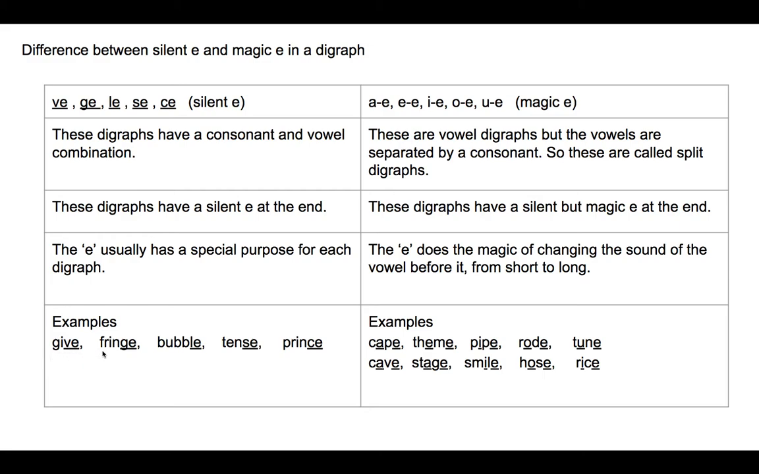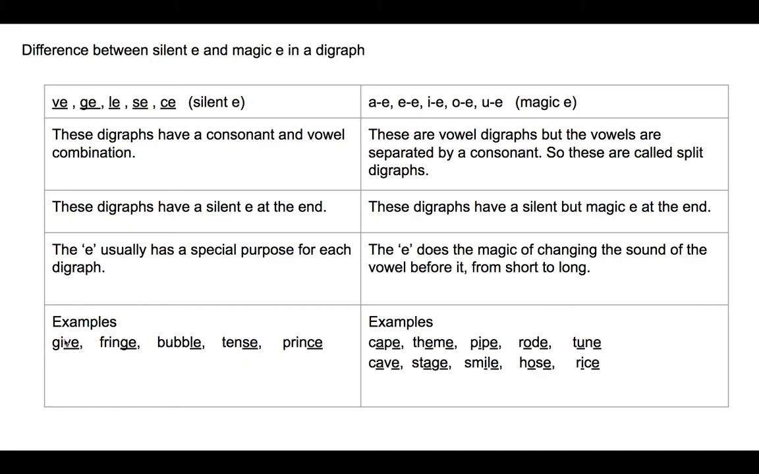G-I-V, give. F-R-I-N-G, fringe. B-U-B-L, bubble. T-E-N-S, tense. P-R-I-N-S, prince. In all of these examples, the E is silent, but it does not change any vowel sound. It does not change the sound of the vowel before it. But the silent E has a special purpose for each of these examples.